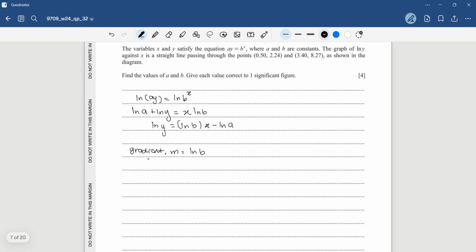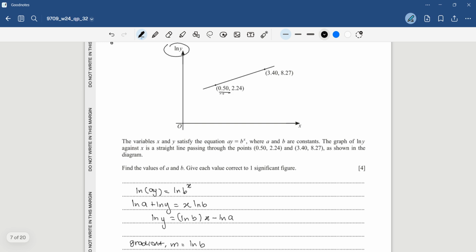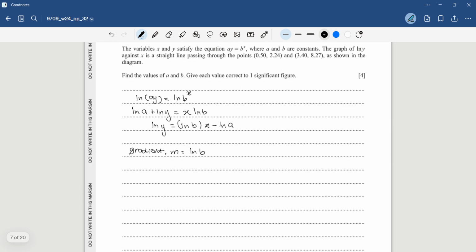So how to find the gradient? You can use these two coordinates to find the gradient. So it's going to be (y2 minus y1) over (x2 minus x1) equal to ln b. So your b will be 8.0. You can calculate this.